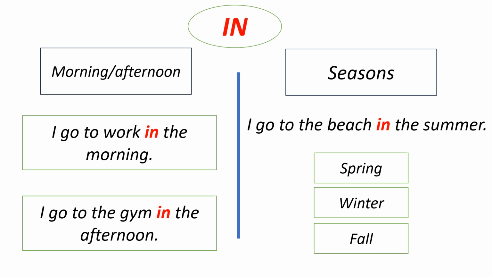The second example is I go to the gym in the afternoon. So in this case we also use the preposition in because we have the word afternoon. We use in also to talk about seasons that come over and over again in the year. For example, I go to the beach in the summer. There is a specific season that we are already talking about. It's summer, so we use the preposition in.